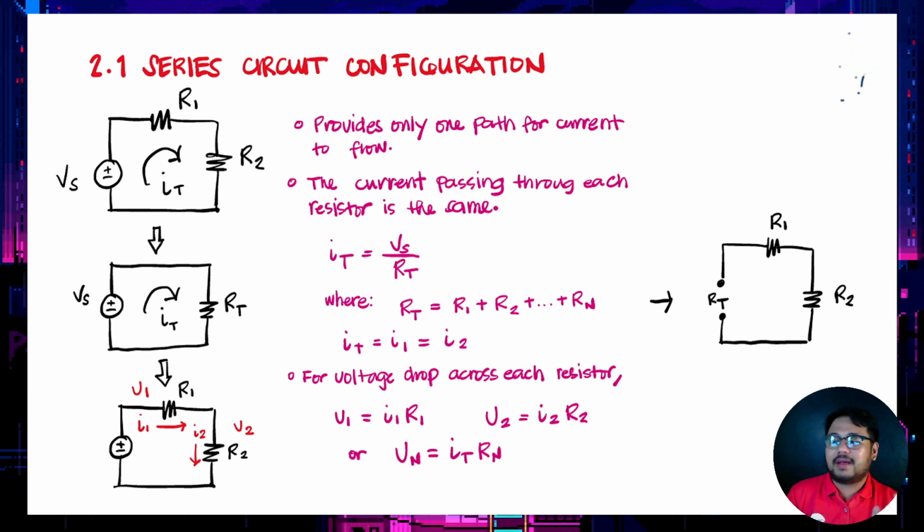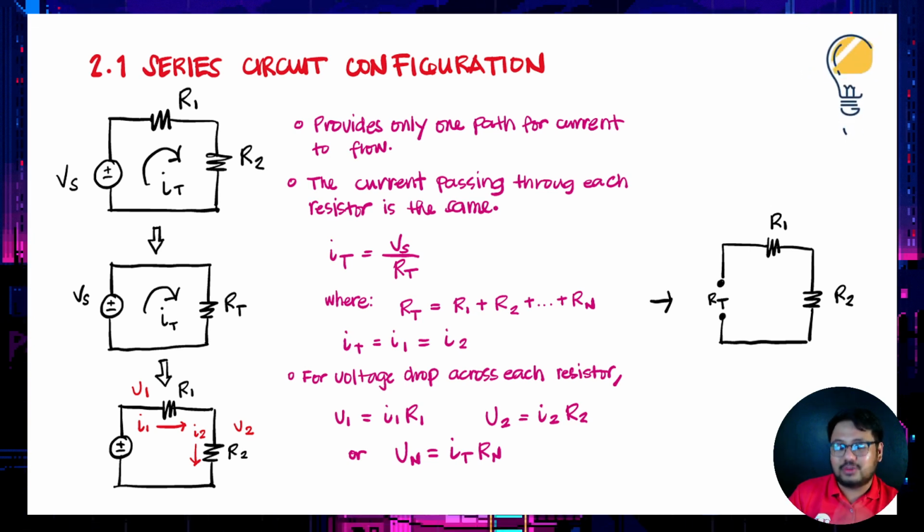So the current passing through each resistor is just the same. Meaning to say, the current passing through R1 and R2, that is I1 and I2, is just equal to the total current that is passing through our circuit. In solving for the total current passing through our circuit, it is right for us to solve for the total resistance. The total resistance for a series circuit configuration is very simple to get, and that is we just have to add all the resistances, that is R1 plus R2.